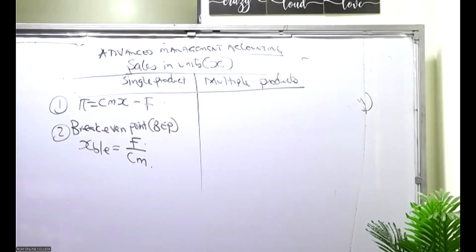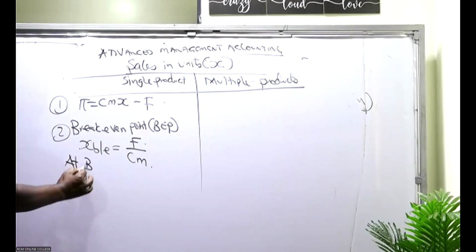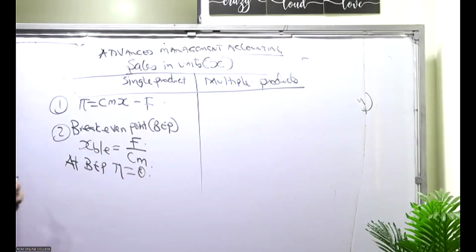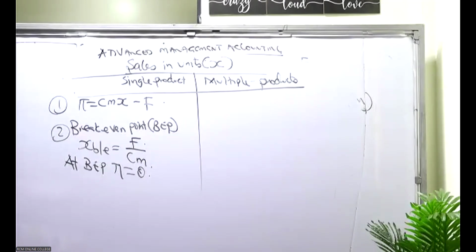It is very important for us to appreciate the fact that companies break even at the point where profit equals zero. Let us make a note that at break-even point, pi equals zero. At break-even point, profit equals zero.